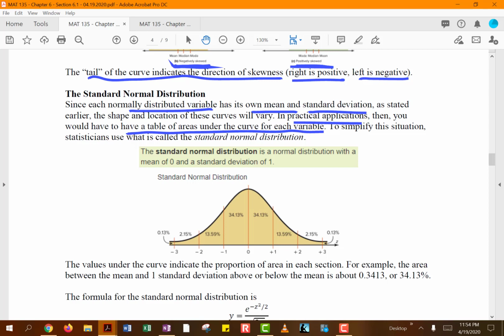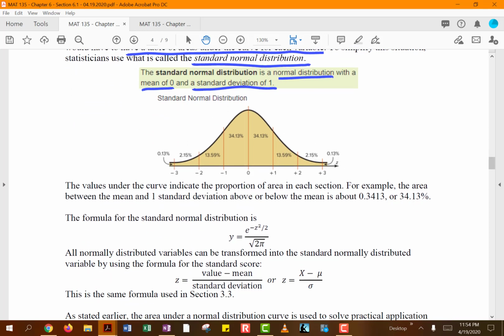So basically they are saying to simplify this situation, the statisticians basically came up with this idea of a standard normal distribution. And what that means, you're still looking at a normal distribution, but your mean will always be at 0, and you will have a standard deviation of 1. And so here you can see our mean is at 0 when you are going from one standard deviation below to 1 standard deviation above, you will have approximately 68% of your data within that 1 standard deviation.